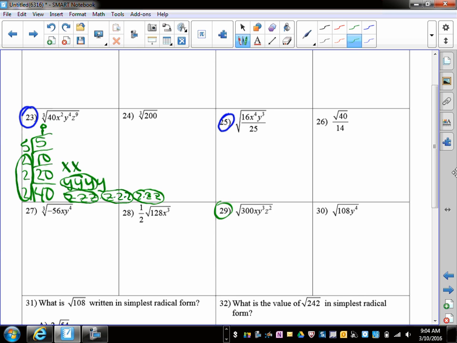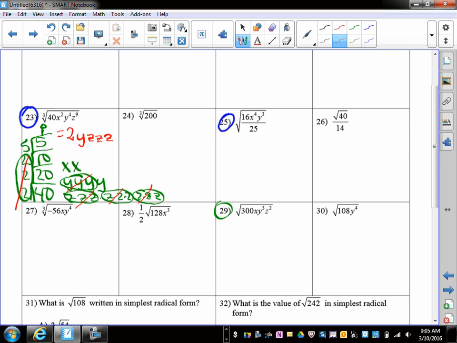What can we pull out in front? 2. I agree, we can pull out a 2. What else can we pull out in front? A Z. What else can we pull out? Another Z. What else can we pull out? Another Z. And what's the last thing we can pull out? Good. So that's what we're pulling out. Any groups of 3 you bring out in front. So group of 3, cross it out, bring it out in front.